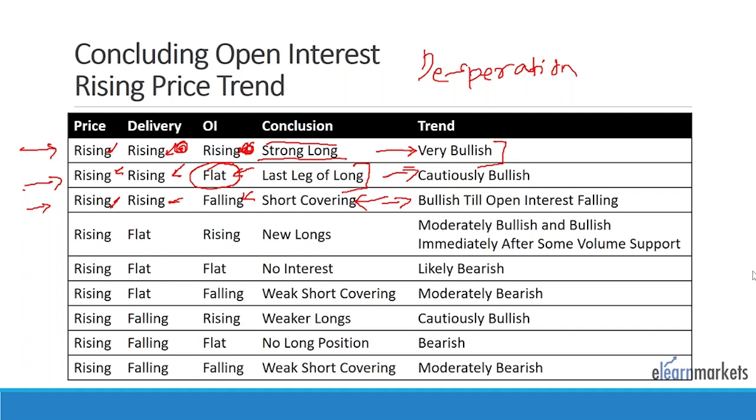So when the price is going up with open interest going up, it's a long position. When the price is going up with open interest going down, it's a short covering. Very simple concept.